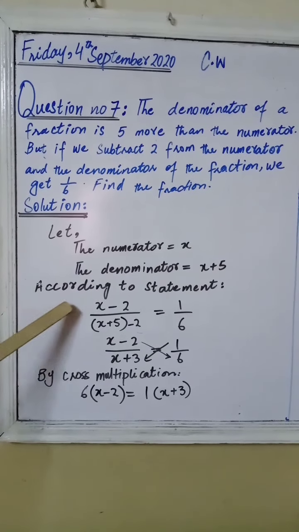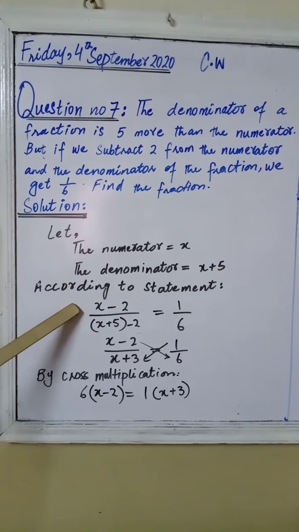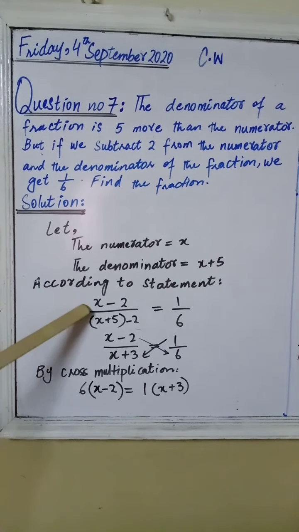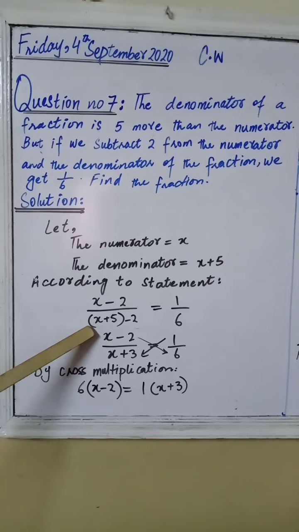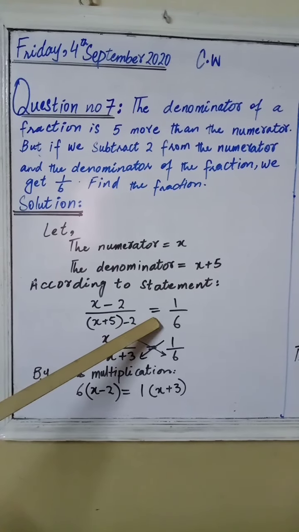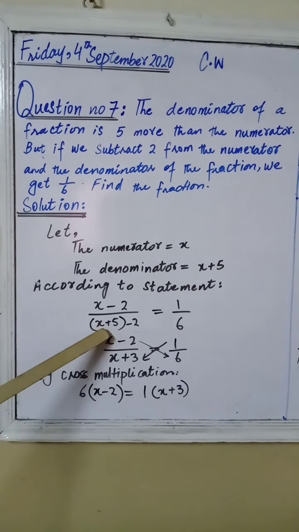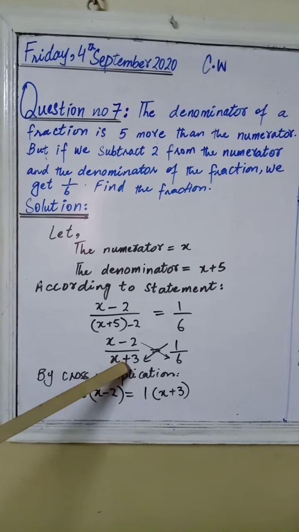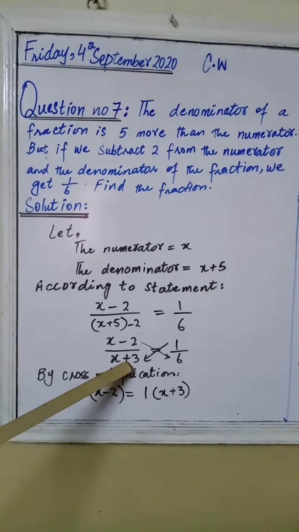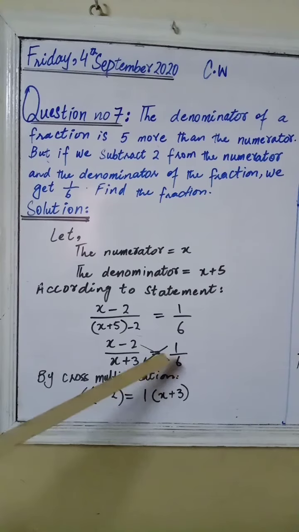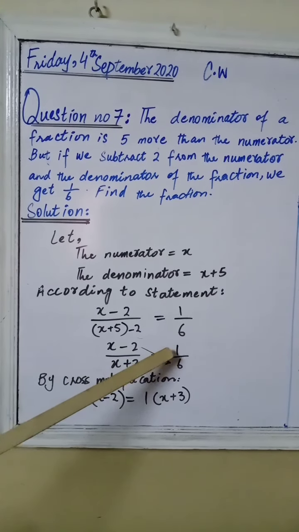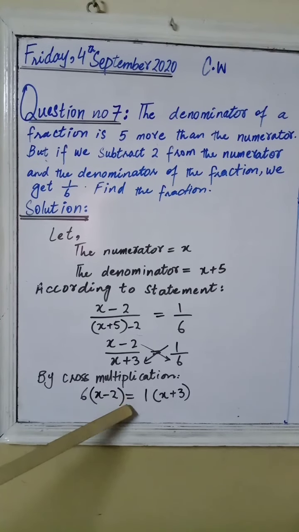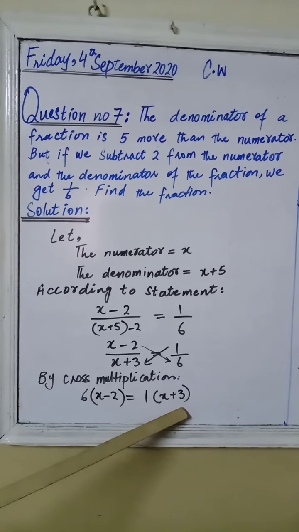Now according to the statement, they said that we subtract 2 from the numerator and denominator. So x minus 2 divided by x plus 5 minus 2 is equal to 1 by 6. When we subtract, the denominator is 5 minus 2, which is 3. So x minus 2 divided by x plus 3 is equal to 1 by 6. Now by cross multiplication, 6 into x minus 2 is equal to 1 into x plus 3.